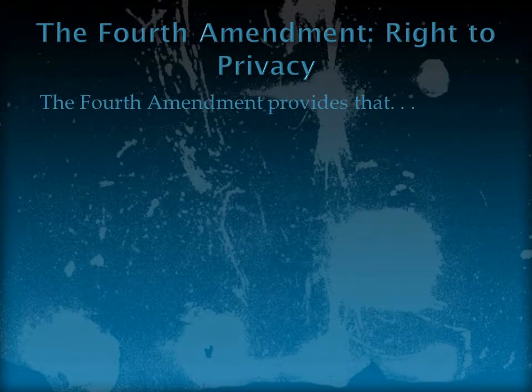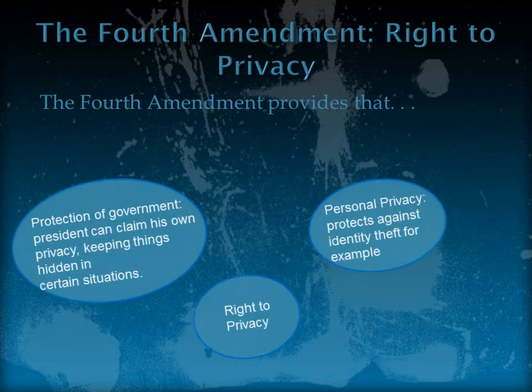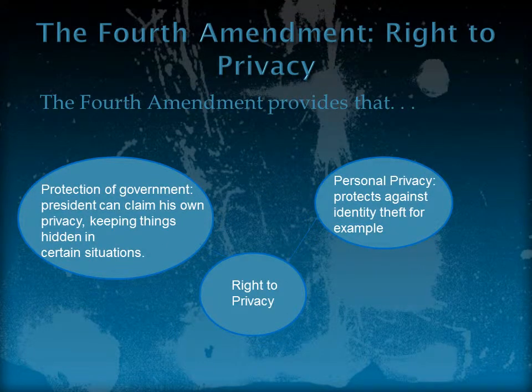The Fourth Amendment gives people the right against searches and seizures, so that people can't just break into your home without permission. It also provides that people are protected individually from things like credit card or identity theft. It also gives the government a right to privacy, by which the president, among other officials, is able to claim privacy on certain matters. For example, when the War on Terror began, the president kept the conversations he had with his staff and cabinet private for security purposes.